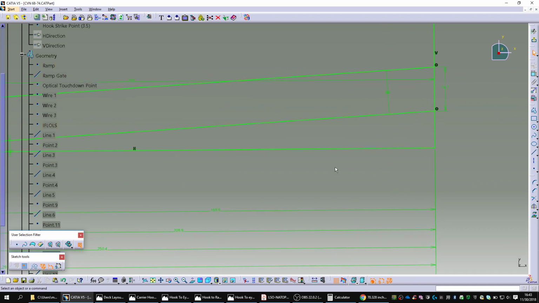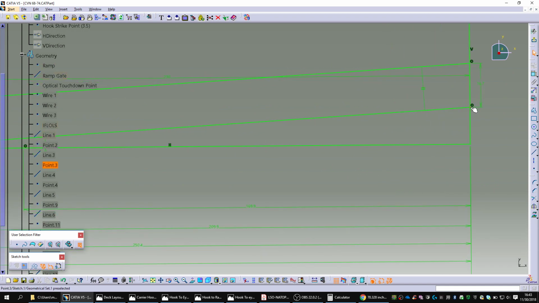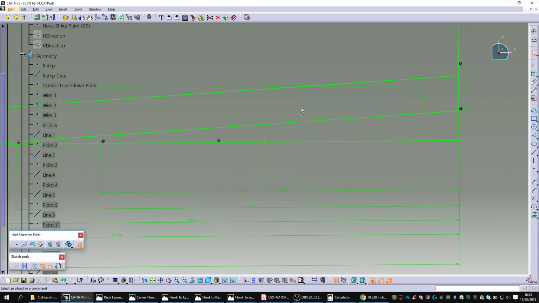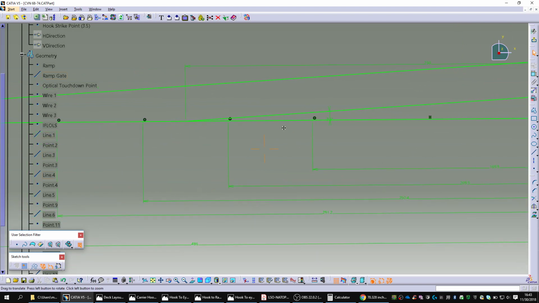There's the end of the ramp. There's the deck. There's the hook travel path for a perfect 3.5 degree glide slope. So that's 3.5 relative to the deck. This is parallel, so that technically means that's 3.5 relative to the deck. Got all my wires in place here.